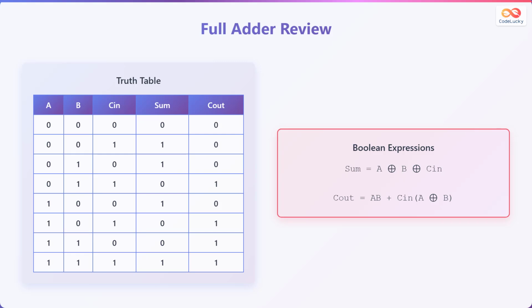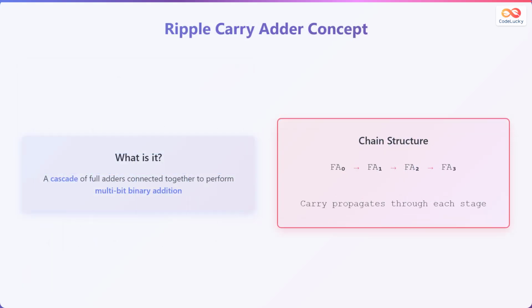The Boolean expressions for a full adder are: sum equals A XOR B XOR carry in, and carry out equals A AND B, plus carry in AND (A XOR B). The ripple carry adder is a cascade of full adders connected together to perform multi-bit binary addition. The chain structure is as follows: full adder 0, feeding into full adder 1, feeding into full adder 2, feeding into full adder 3. The carry signal propagates through each stage.